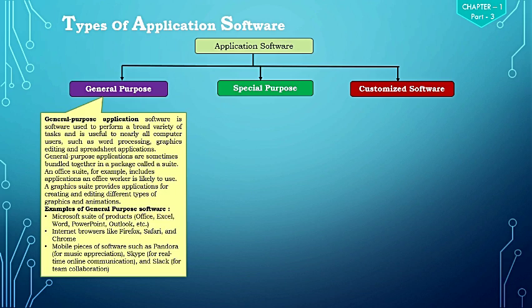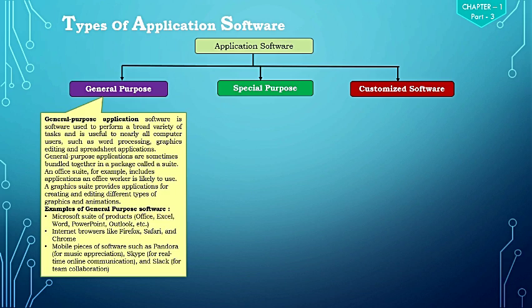An office suite, for example, includes the applications an office worker is likely to use, like Word, Excel, PowerPoint, Access, etc. A graphic suite provides applications for creating and editing different types of graphics and animation. For example, you can see the DTP software that contains Photoshop, PageMaker, and CorelDRAW. So let's see some examples of general purpose software.